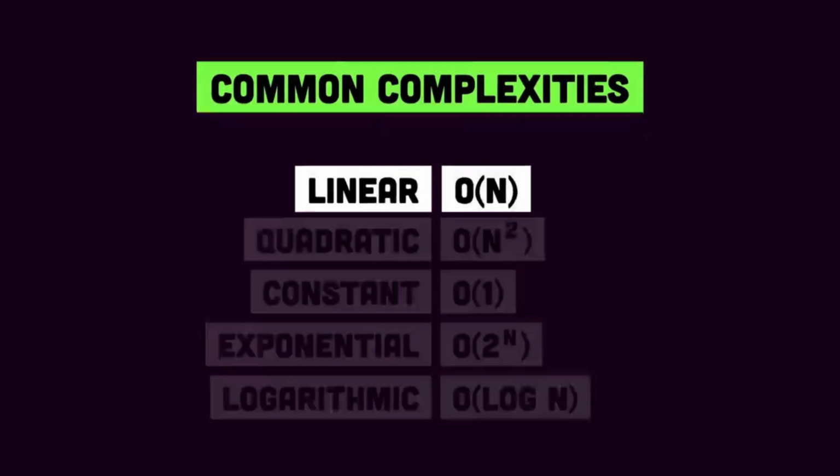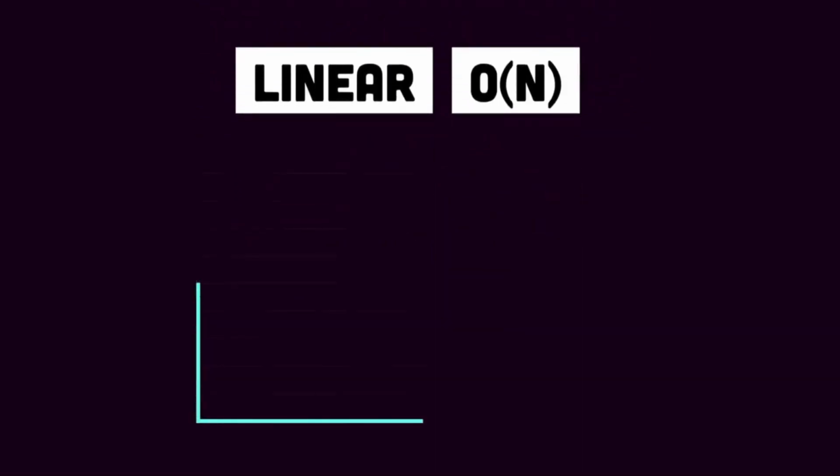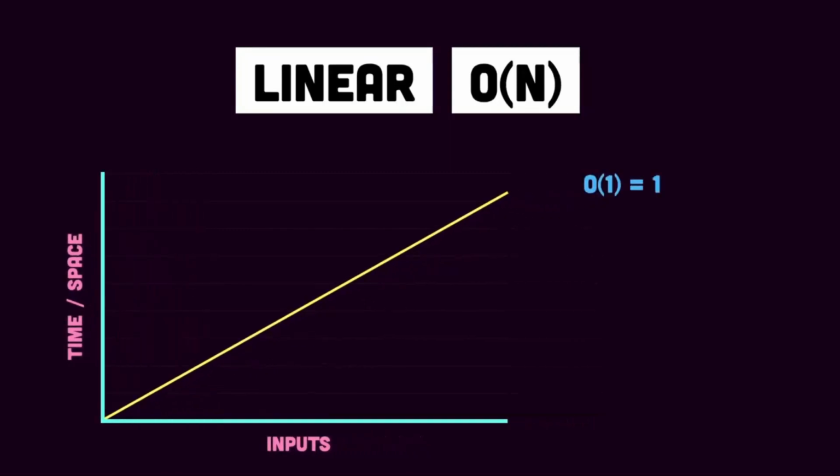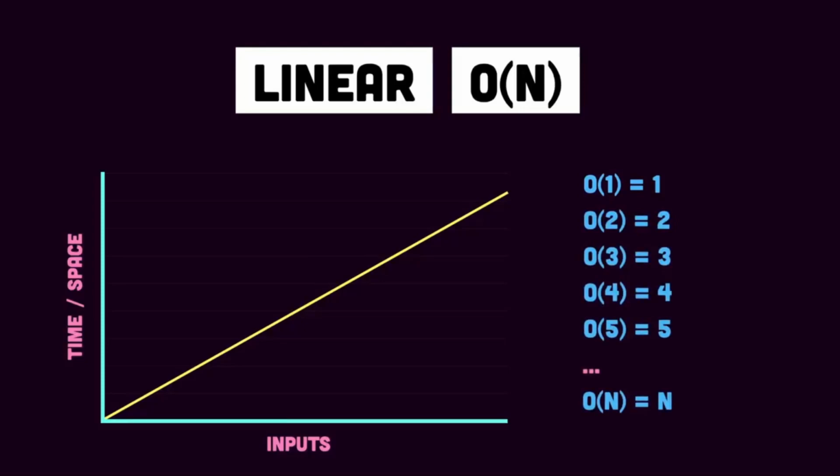Alright, so first of all we have the linear complexity O of n. If you plot the graph for this, where we have the inputs on the x-axis and the time or space on the y-axis, the growth of a linear algorithm looks like this, which means that with the increase in the number of inputs, the time taken or space taken is going to grow linearly. So for one input it's going to be 1, for 2 it's going to be 2, 3 is going to be 3, and so on. So O of n is equal to n.